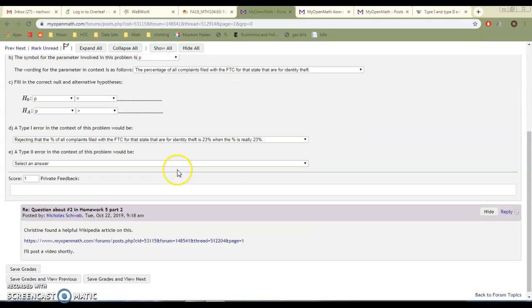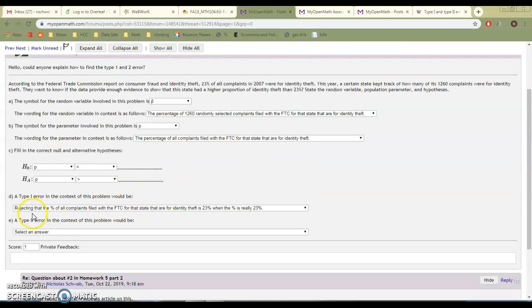So in this case, for this problem, sorry I had to go through and read them. There's so many options. A type 1 error would be rejecting that the percentage of all complaints filed with the FTC for that state that are for identity theft is 23% when the percent is really 23%. So basically the state thinks they have a different percentage of complaints. That's what they get from their hypothesis test, from their sample of 1,260. But maybe their sample is skewed, and so they reject that 23%.